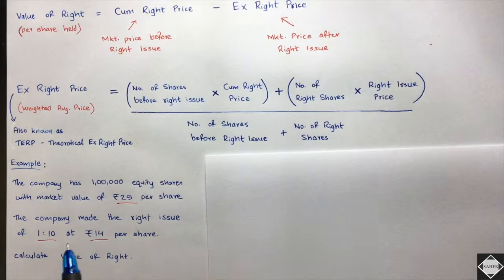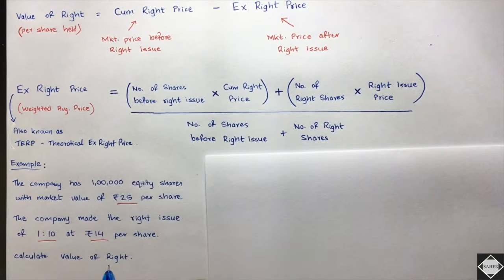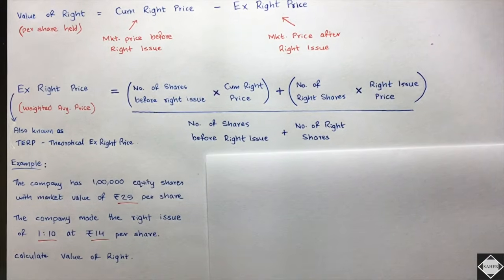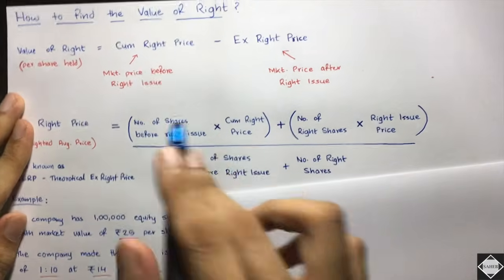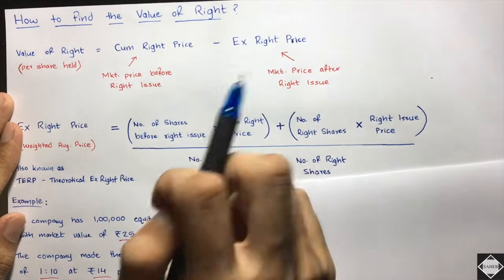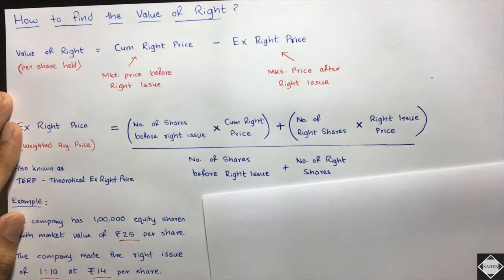What is this rupees 14? This is the right issue price. Rupees 14 means right issue price. Okay, right issue price. Calculate the value of right. What is the formula of value of right? Cum right price minus ex right price.